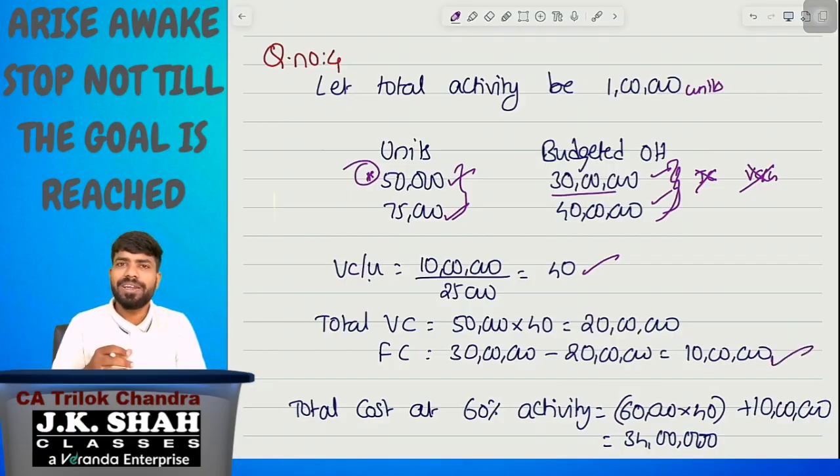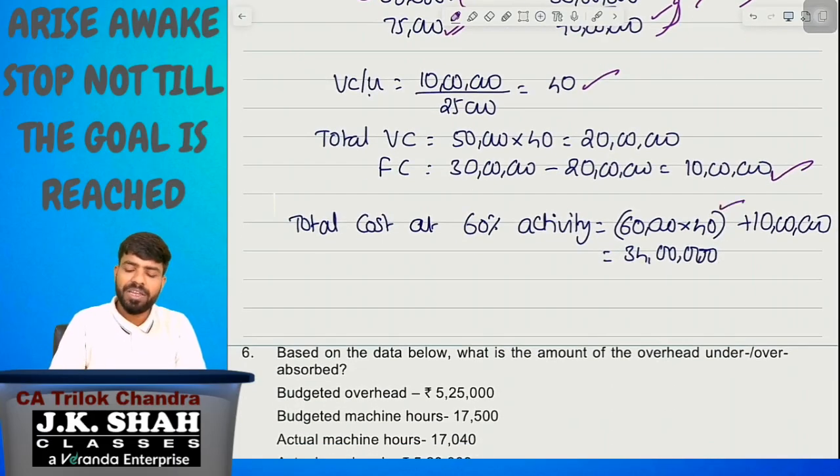Now it's time to calculate the total cost at 60% capacity. 60% capacity means 60,000 units. I am taking 60,000 units into 40 plus 10 lakh rupees, which is 34 lakh rupees. Are you clear on this?